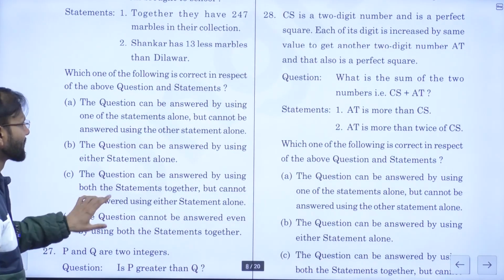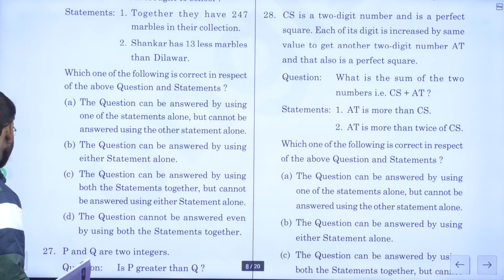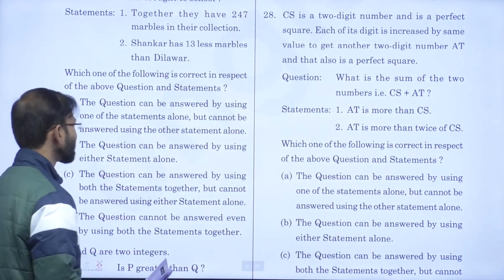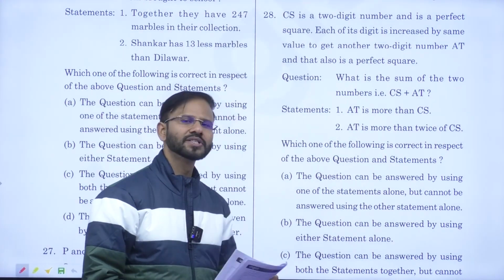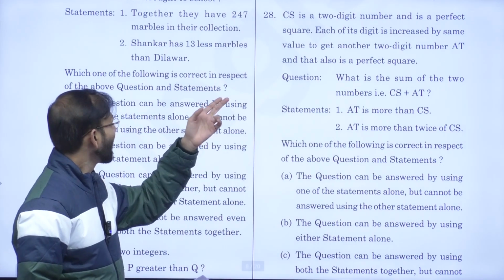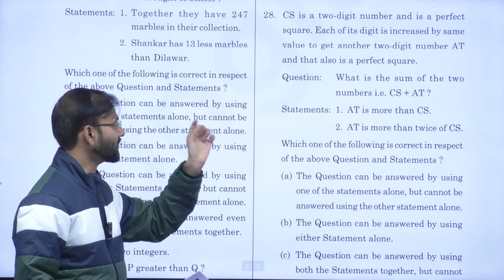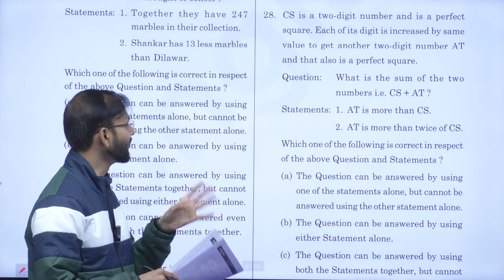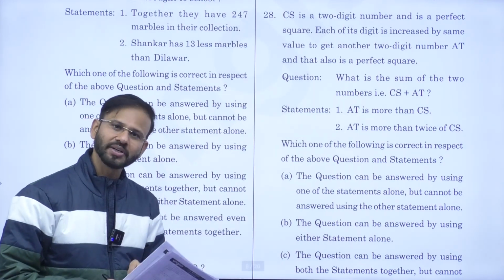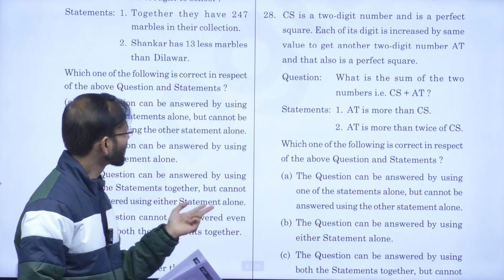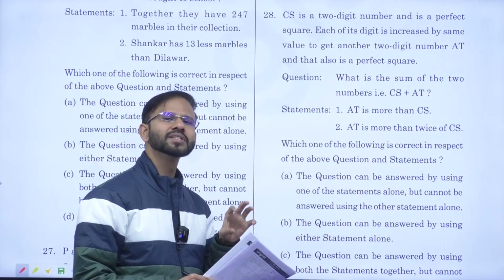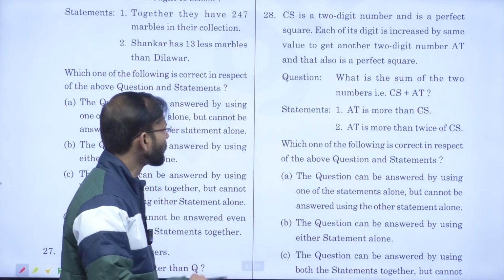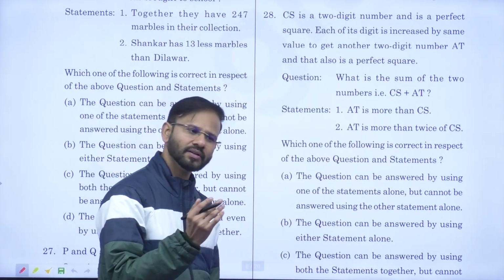Guys, question number 28 is a good question. Just think about it. This question is saying what? CS is a 2-digit number and is a perfect square. Each of its digit is increased by the same value to get another 2-digit number, and that is also a perfect square number. What is the sum of the two-digit numbers?